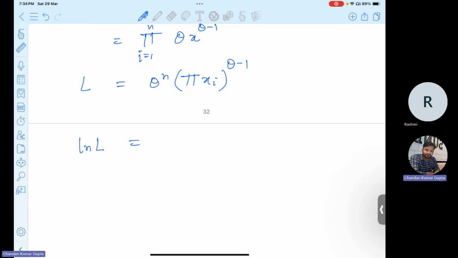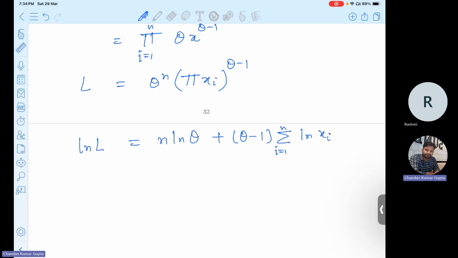So taking ln of L: n log theta plus (theta minus 1). And when we consider the log of a product of xi, it is equal to the summation of log of xi, that we all already know, summation of log of xi, i from 1 to n here. So this is the log likelihood function.